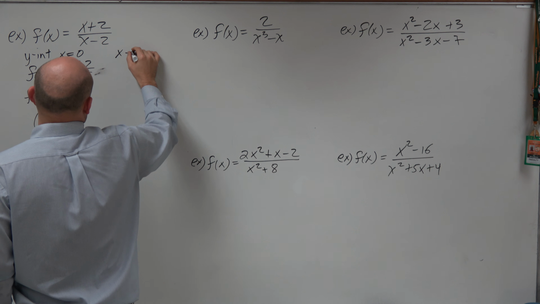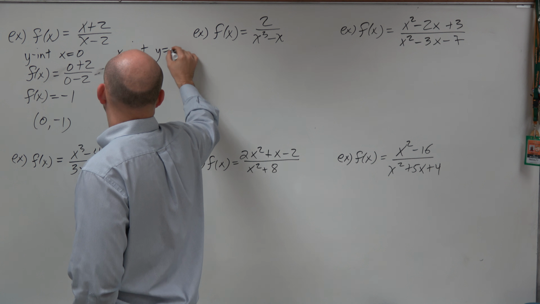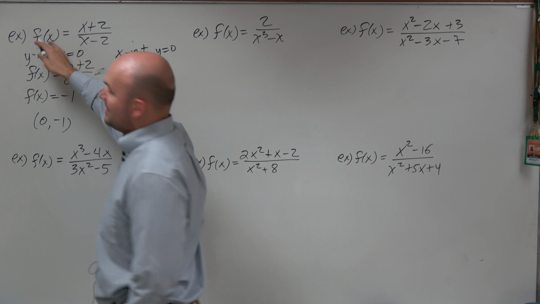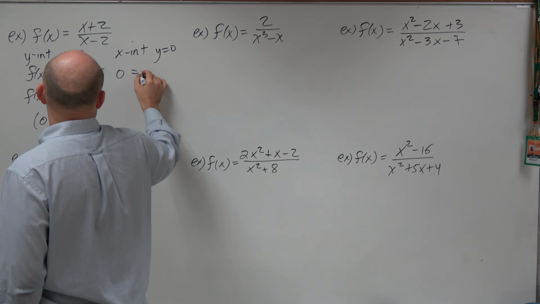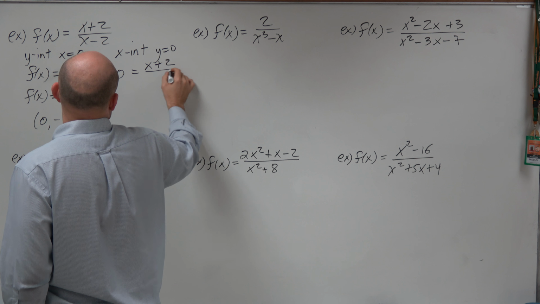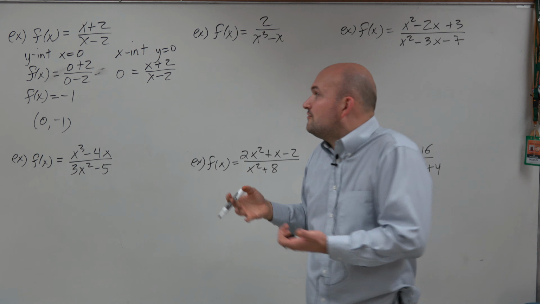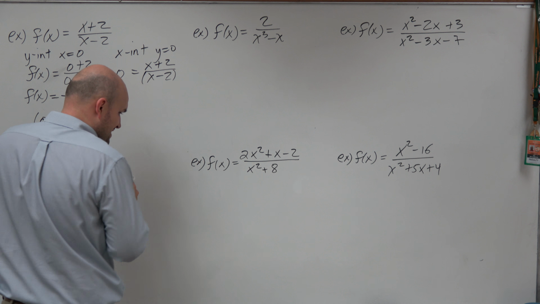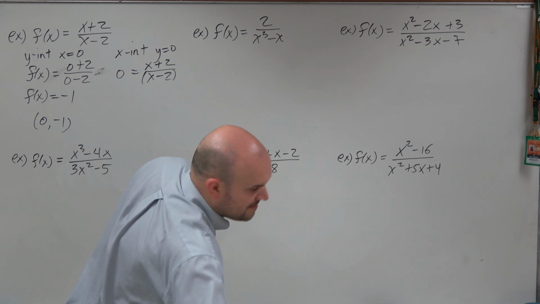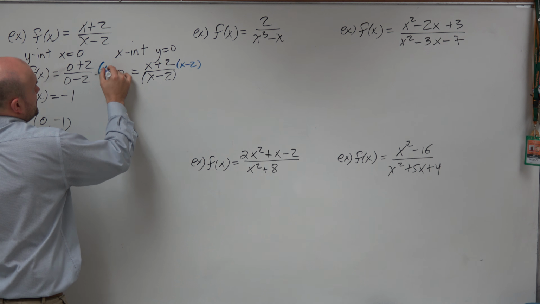Now to find the x-intercept, I'm going to set y equal to 0. f of x represents the output value, which is the same as y, so I'll replace that with 0, and then I have x plus 2 over x minus 2. Now, to solve for x, we can't solve for x when we have an x in the denominator. So we have to get rid of that x minus 2 in the denominator. To do that, we're going to multiply by x minus 2 on both sides.